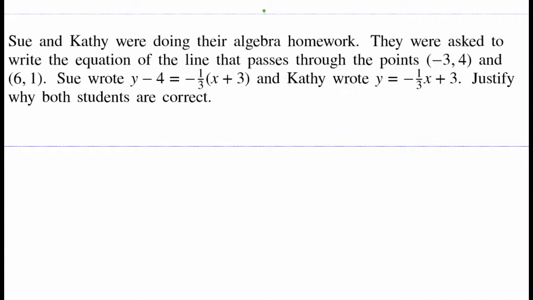Sue and Kathy were doing their algebra homework. They were asked to write the equation of a line that passes through the points (-3, 4) and (6, 1). Sue wrote that equation and Kathy wrote that equation. Well, Sue used point slope form.